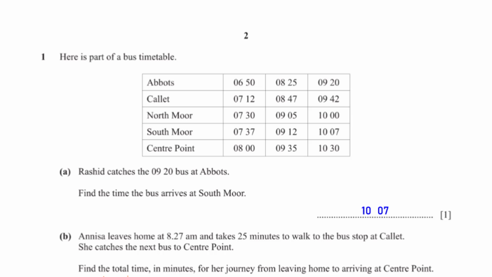Here is part of a bus timetable. Rashid catches the 9:20 bus at Abbots. Find the time the bus arrives at Southmore. If Rashid catches the 9:20 bus at Abbots, then the bus arrives at Southmore at 10:07.